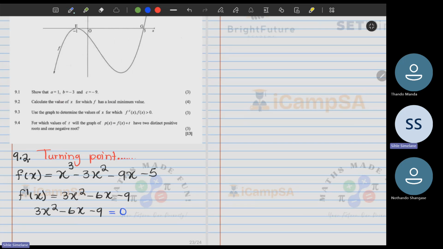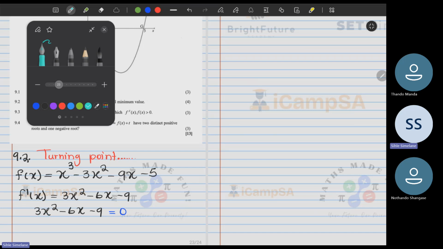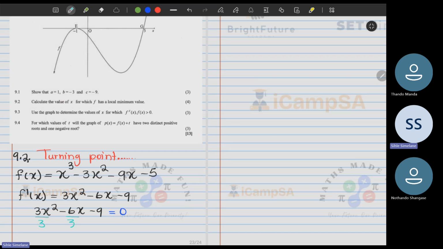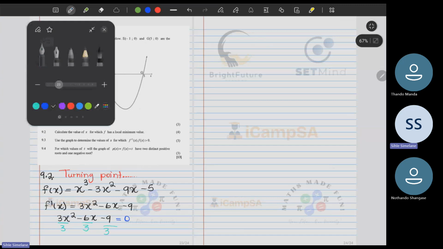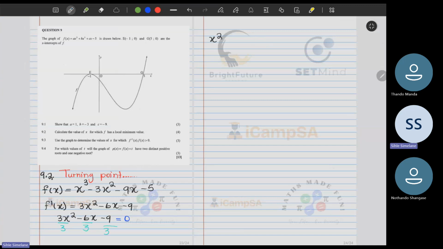And we will need to factorize this, so it's easier for me to divide by 3 and by 3, such that what we end up having is x squared minus 2x minus 3 equals 0. And this is very simple to factorize. It will be x minus 3 into x plus 1 equals 0. It means we're getting x equals 3, or x equals minus 1.